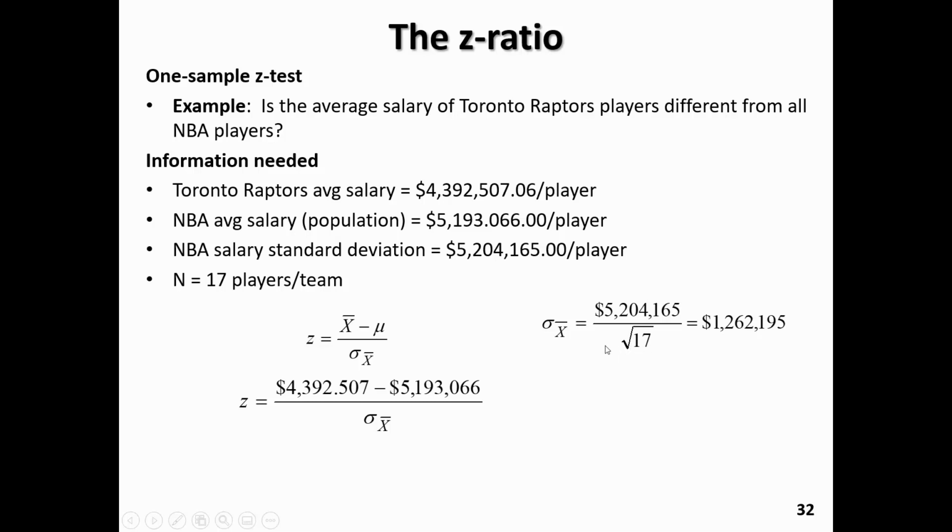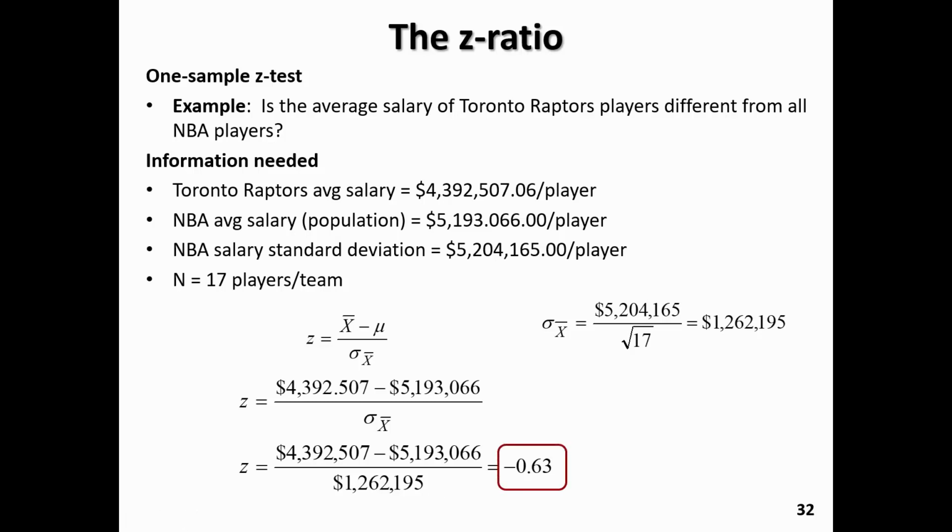And so the equation, recall, is the population standard deviation divided by the square root of the sample size. In this particular case, because the sample size is 17, we substitute the population standard deviation, and divide it by the square root of the sample size, and we have a standard error of the mean of over $1.2 million. Substituting that into the equation, now the unit for the numbers is the dollar. That cancels out, and we have a z-value of negative 0.63.